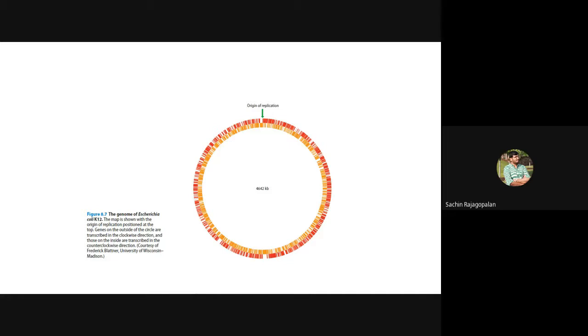Right? So they have shown that there is a strand which you can see outside, and another strand shown inside. Genes on the outside of the circle, indicated in red, are normally transcribed in the clockwise direction, while the genes shown internally in that orangish color get transcribed in the counterclockwise, that is, anti-clockwise direction. So this is of E. coli K12. You can have such a genome map of other organisms and other strains of E. coli also, which are available in several bioinformatics software or databases.